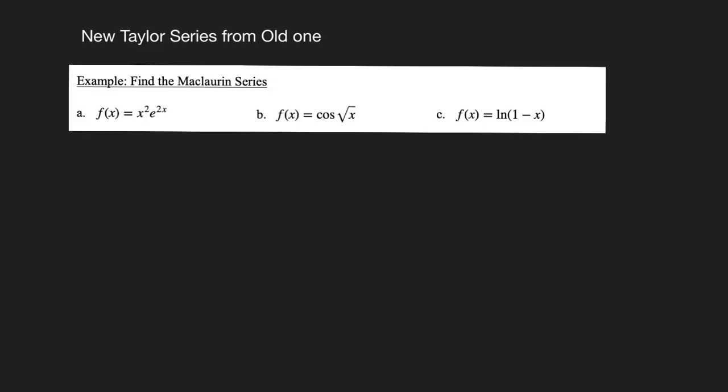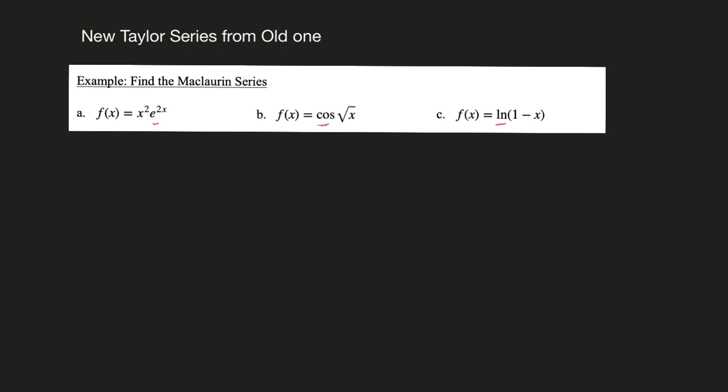In the previous example, we found the Maclaurin series by using the definition. It's a lot of work to find a Maclaurin or Taylor series that way, so how are we going to find a series quickly? One idea is to find a new Taylor or Maclaurin series from an old one, one we already knew. We found the Maclaurin series for e to the x, cosine x, and ln x.